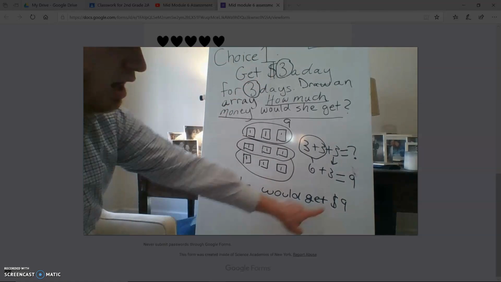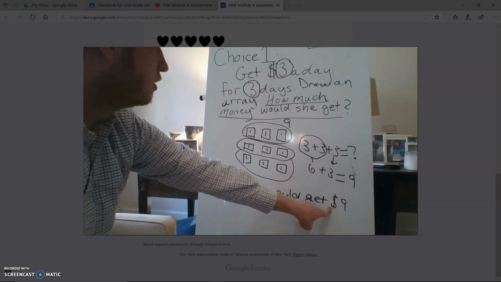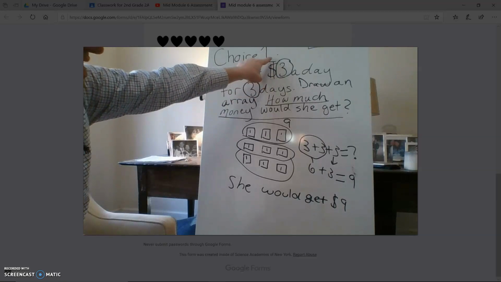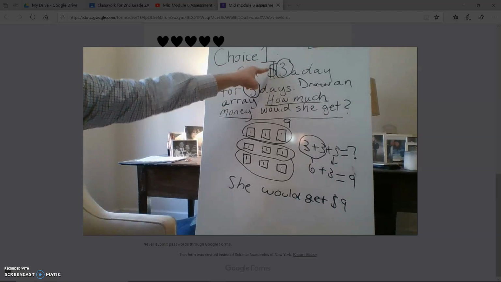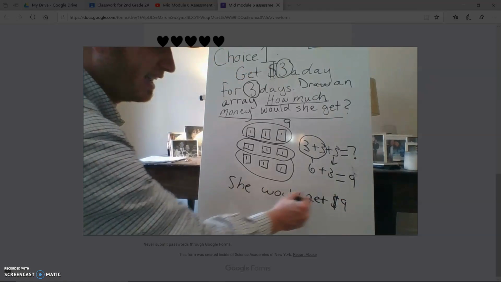So she would get $9. That little symbol shows that we're talking about money. So see how it says get $3? That symbol lets me know we're talking about dollars. So I did it again here. She would get $9.